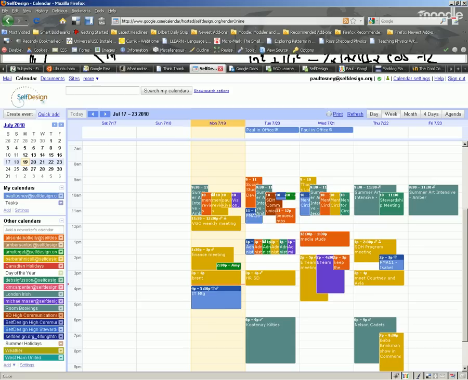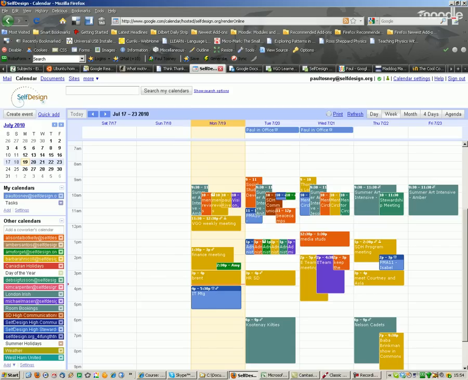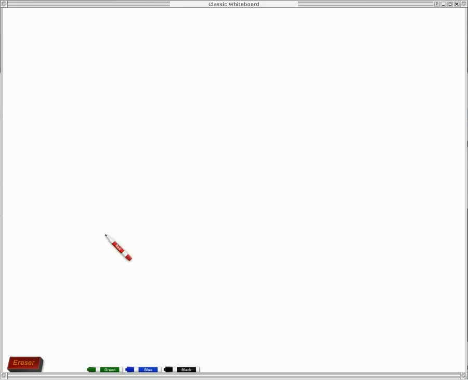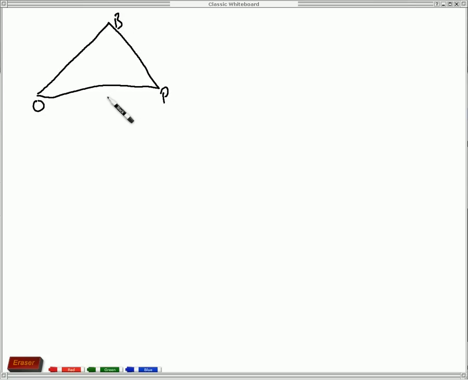Let's quickly do another one, with me probably pressing the right buttons this time. Let's draw another triangle, or something close to a triangle. Right, let's do some different letters for a change. B, angle P, angle O. That side's 11, that side's 7, and this is 40.